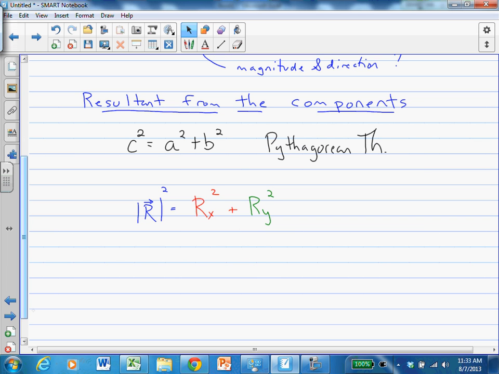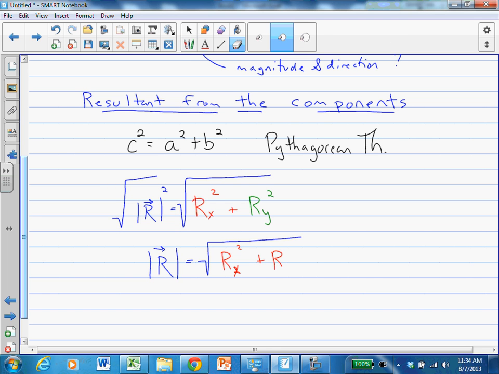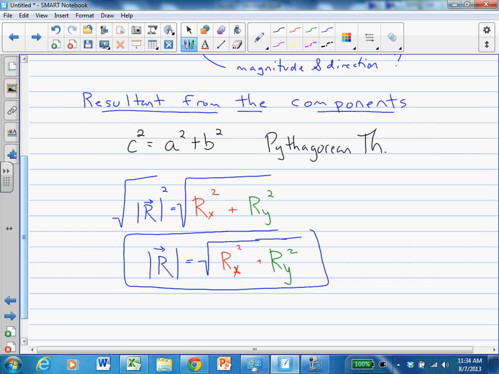So if I solve just for R, I'd have to take the square root of both sides. And I get R, the magnitude of R, equals, because the square root of the squared is just R, the square root of Rx squared plus Ry squared. And I have this formula here, which is important. That's just the Pythagorean theorem.